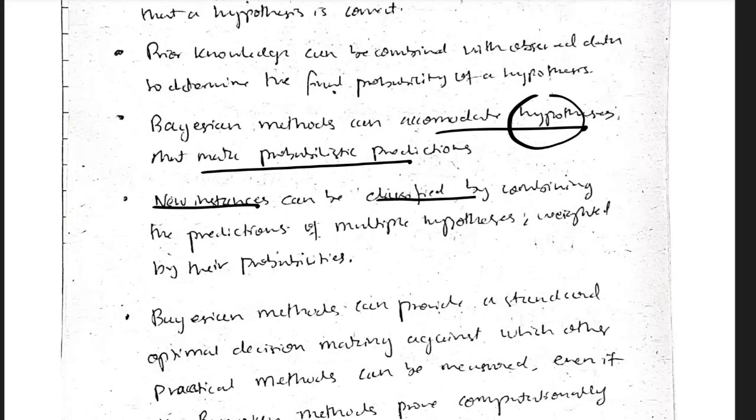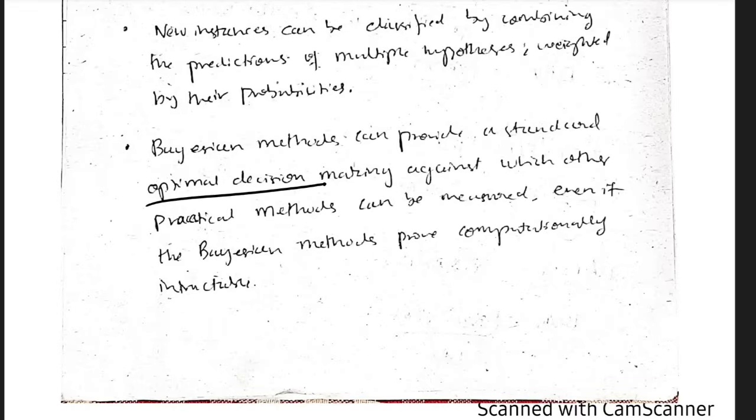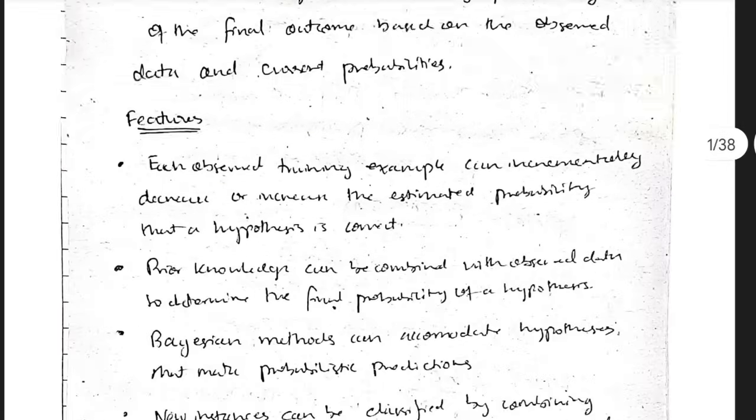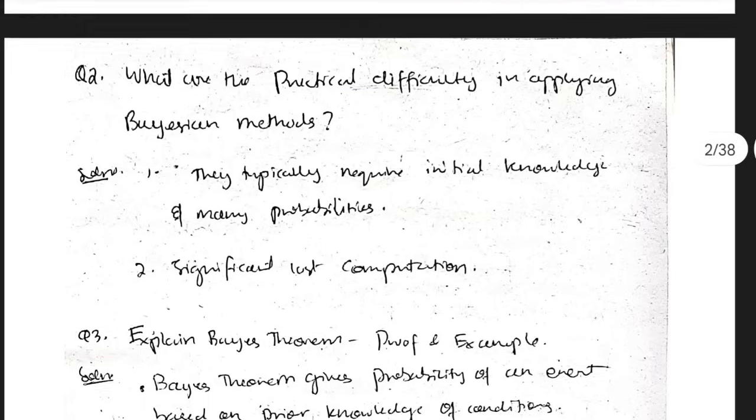New instances can be classified by using the Bayesian algorithms. Bayesian methods can provide a standard of optimal decision making. So these are the keywords for the features. You have to remember the keywords and write the explanation in your own words.